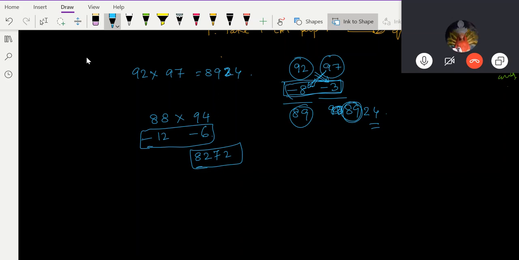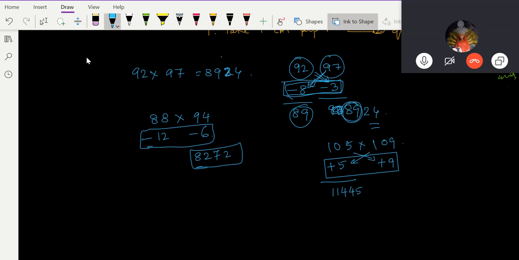Okay. So these are cases where your numbers are close to 100. And it works if the numbers are greater than 100 also. So let's say 105 into 109. So 105 is plus 5 from 100. 109 is plus 9 from 100. So whether you add these two or you add these two, you'll get 114. And 5 into 9 is 45.